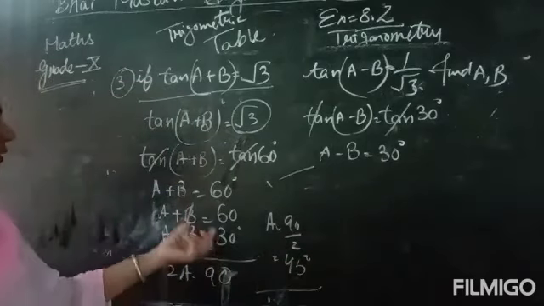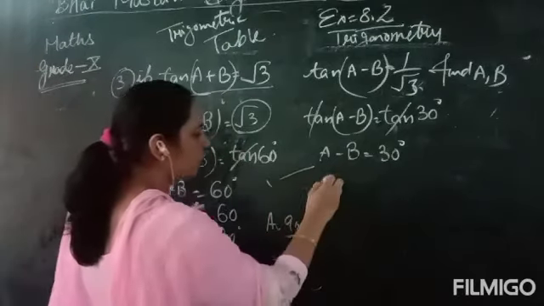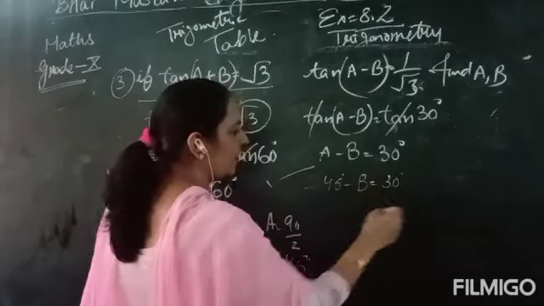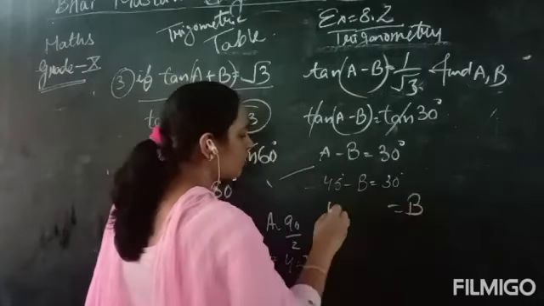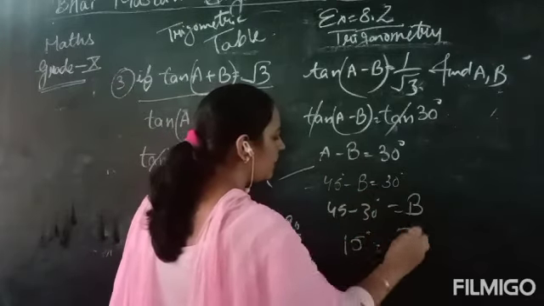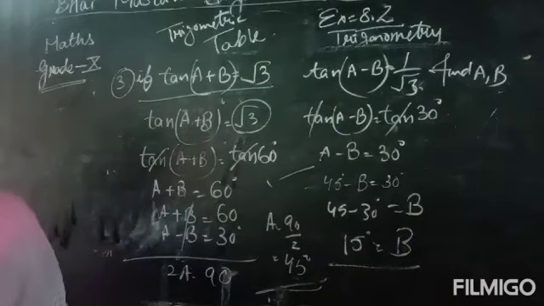If a is 45, then put the value in this equation or this. You can put the value in any equation. So I am going to put the value a equal to 45 here. B comes to this side and becomes positive. So 45 minus 30 is 15 degree, B. So I got my values: A is equal to 45, B is equal to 15.